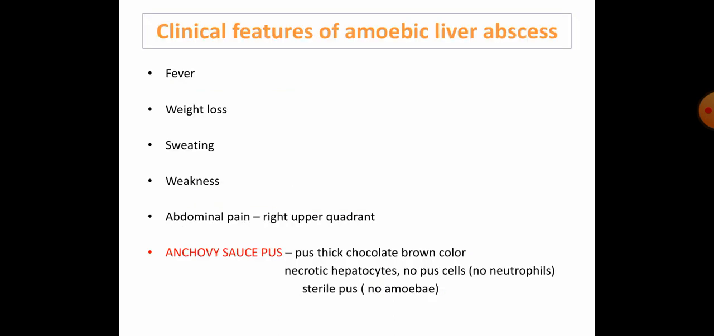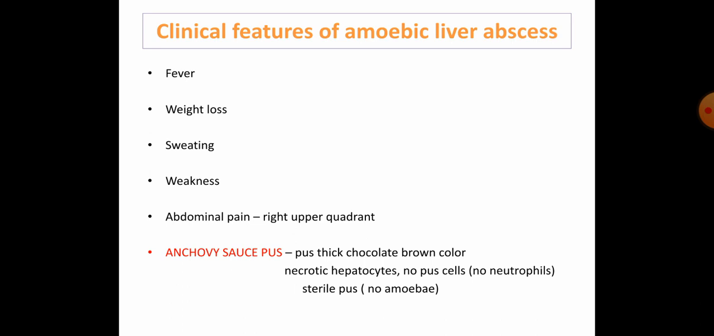Coming to the clinical features of amoebic liver abscess, what does the patient complain of? First there is fever, weight loss with profuse sweating, and he also feels weakness. Along with that, there is abdominal pain, in particular in the right upper quadrant of the abdomen. Once an ultrasound is done, the clinicians will identify that there is an amoebic liver abscess. So, we need to drain out the abscess.